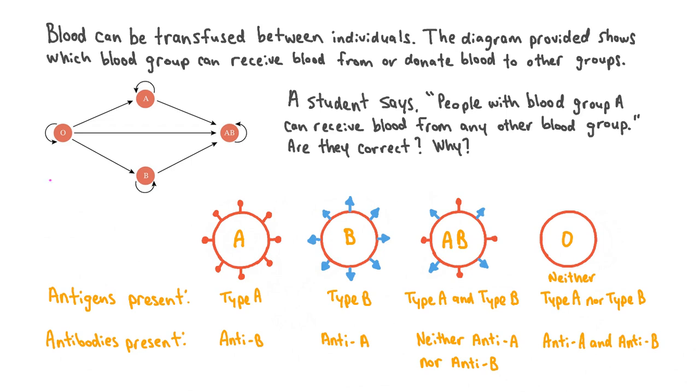All of this is indicated in the provided diagram. O is able to donate blood to any blood group, while AB is able to receive blood from any blood group. And groups A and B can only receive blood from O or from their own blood group. So if we look at the statement in this question that people with blood group A can receive blood from any other blood group, this is incorrect because blood group A can't receive blood from groups AB or B.